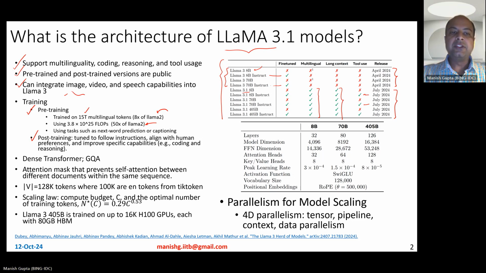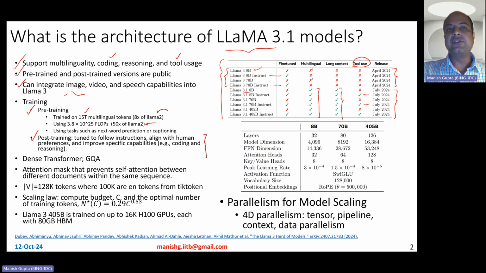Okay. So as part of post-training, typically what people do is SFT, supervised fine-tuning, and people also do DPO, direct preference optimization. That is what these guys do. The idea is to tune the models to follow instructions aligned with human preferences, and also to improve specific capabilities, for example coding, tool usage, reasoning, and so on.